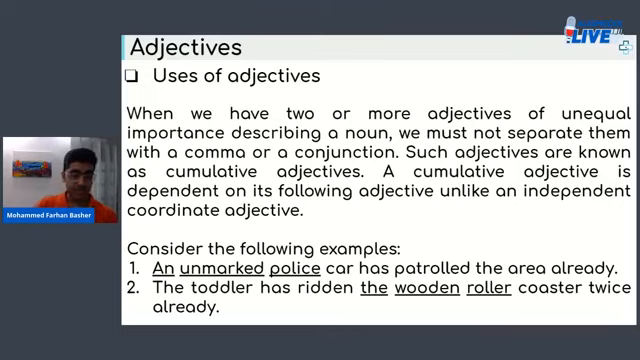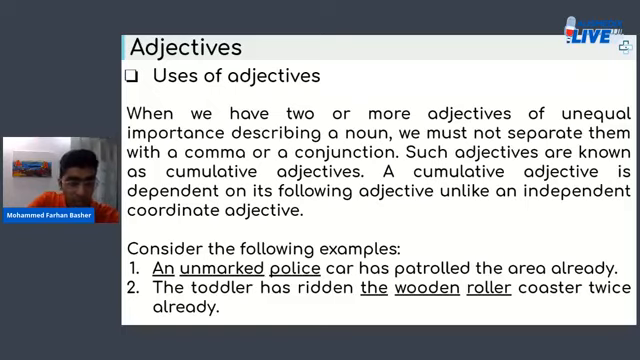Here, in these examples, as you can see, an unmarked police car has patrolled the area already, right? So here, your noun is the word car, right? But before car, we have three adjectives before the noun car. The first modifier is an article, one of the indefinite articles. Then we have unmarked, and then we have police, okay? Now, police is generally a noun, but in this case, it's functioning as an adjective. So an unmarked police car has patrolled the area already.